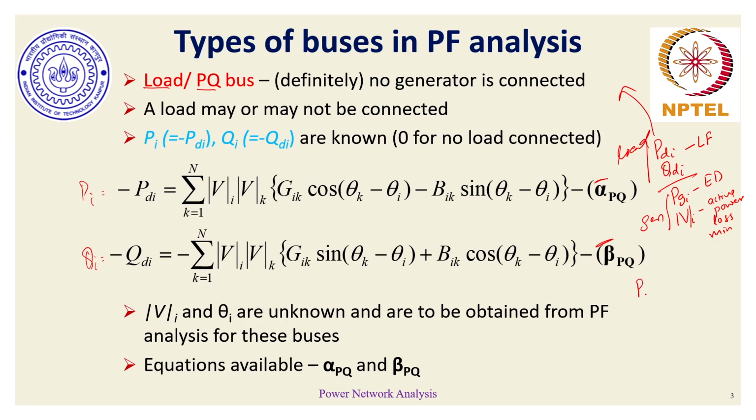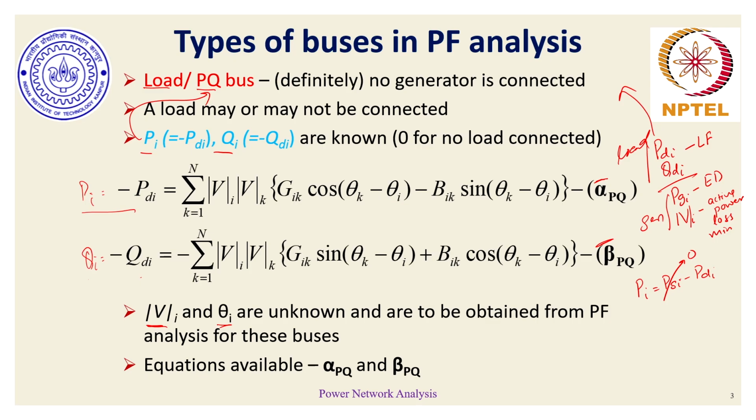Remember, injection from the real power perspective is PGI minus PDI. So if a generator is not present, this is 0. So PI is simply equal to minus PDI, and similarly QI becomes simply equal to minus QDI. And since the load bus results in two knowns, which are P and Q themselves, that's the reason why it is also called a PQ bus. So every such PQ bus has two equations and two unknowns, with the unknowns being the voltage magnitude and phase angle of the corresponding ith bus voltage phasor.